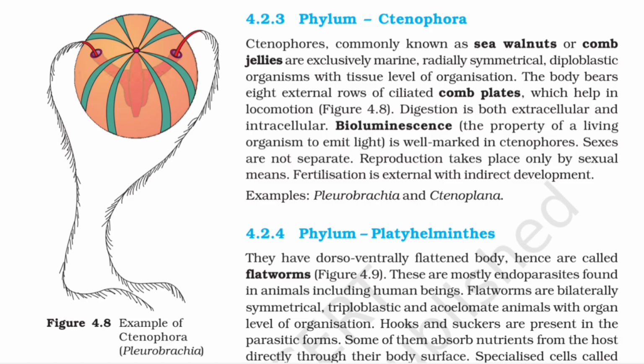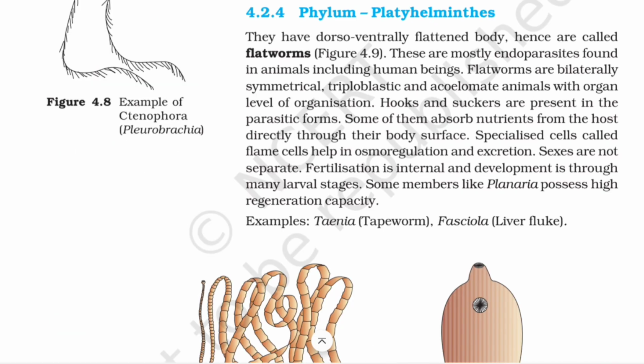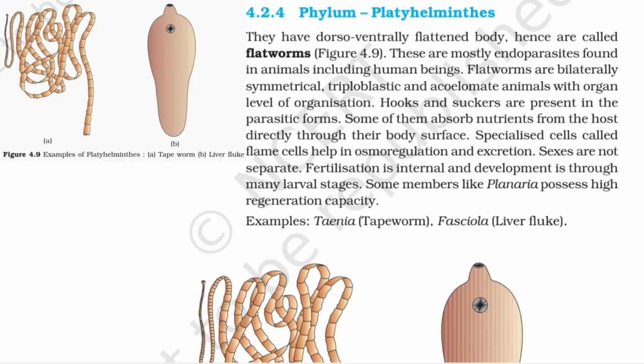Digestion is both extracellular and intracellular. Bioluminescence, the property of a living organism to emit light, is well marked in ctenophores. Sexes are not separate. Reproduction takes place only by sexual means. Fertilization is external with indirect development. Examples of this phylum are Pleurobrachia and Ctenoplana. 4.2.4 Phylum Platyhelminthes. They have dorso-ventrally flattened body, hence are called flatworms, figure 4.9.